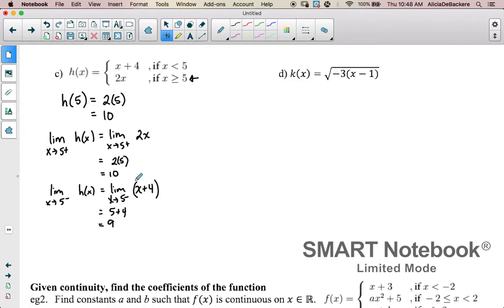This is not a continuous point here, right? So therefore, the limit as x approaches 5 of h at x does not exist. And so therefore, h at x is discontinuous.